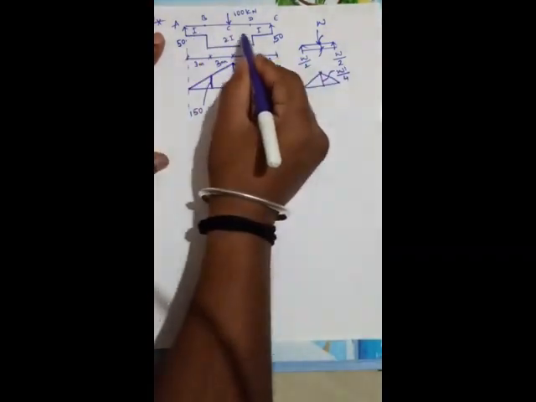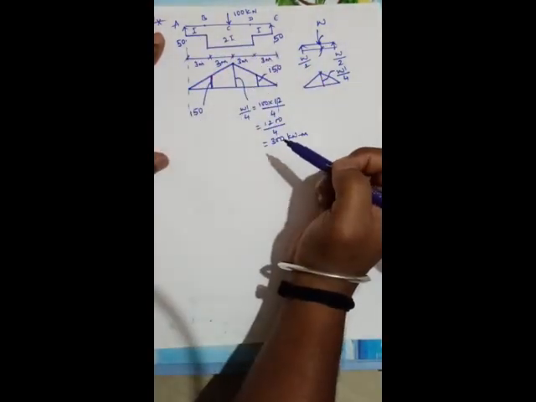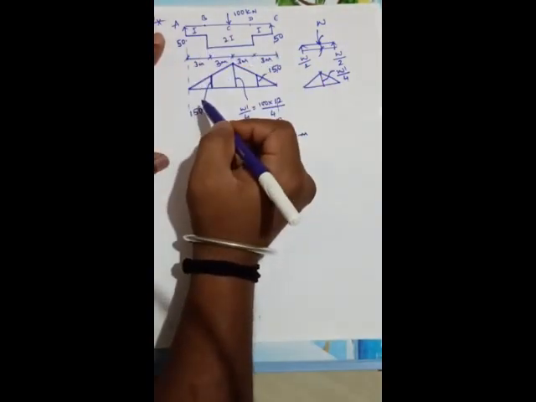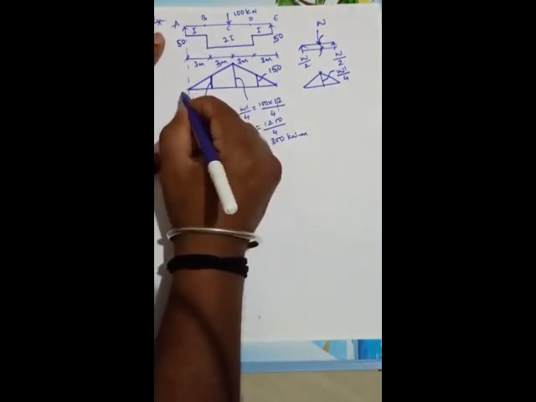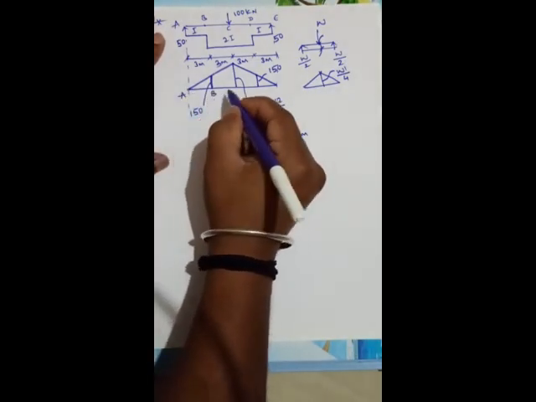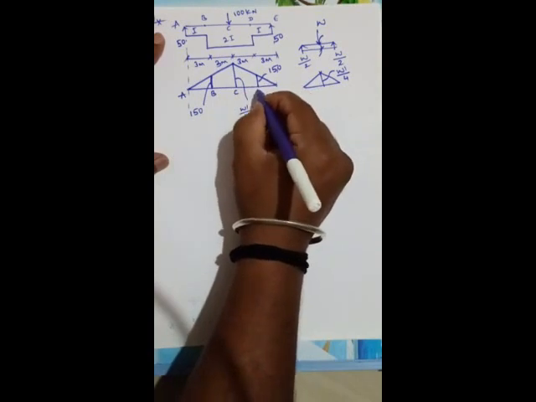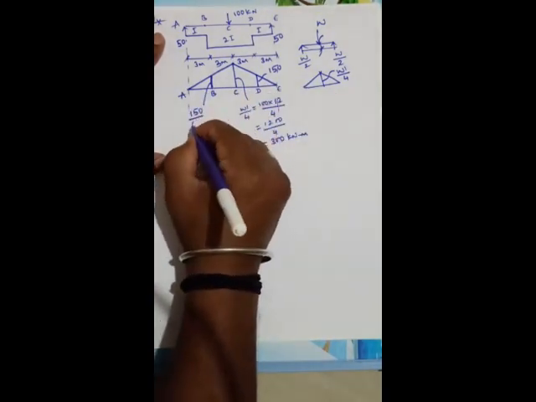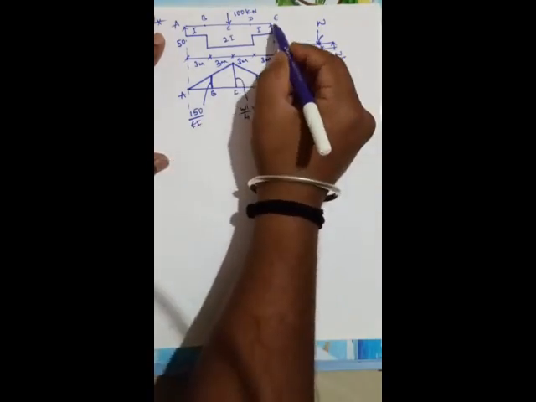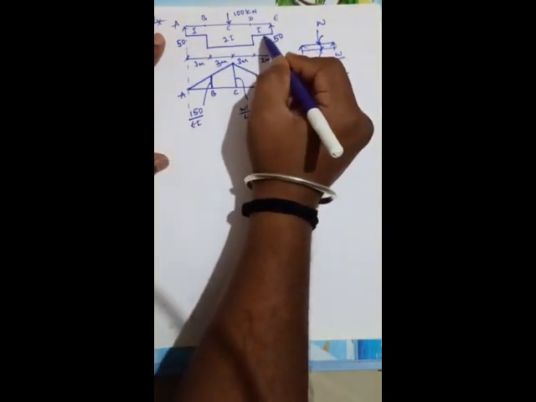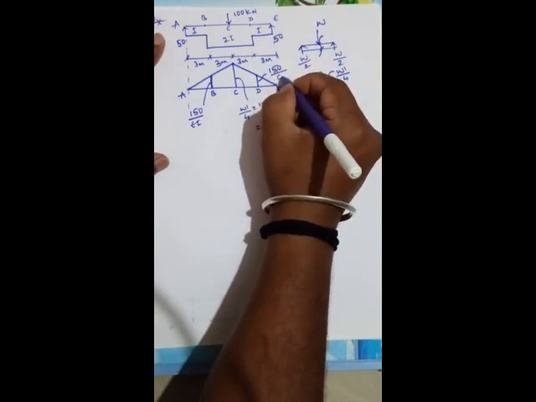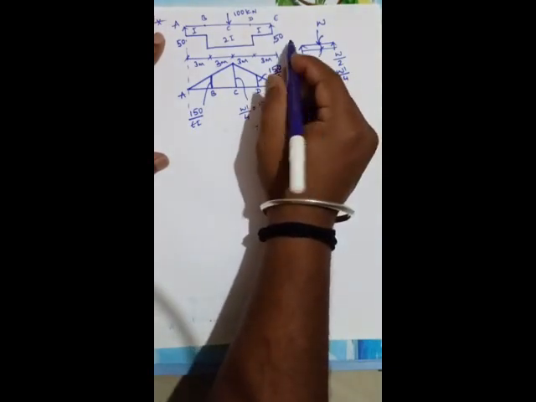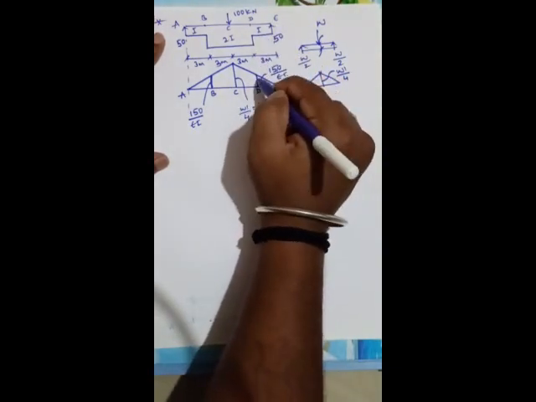Okay, so the moment of inertia is changing. From A to B it is I. If I show the points, this is A, this is B, this is C, this is D, and this is E. A to B it is 150 by EI. Again, from this side, E to D it is I. So I will write this one as 150 by EI, from D to E, the right hand side.